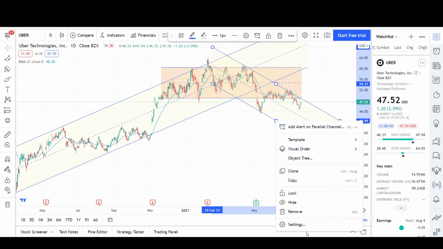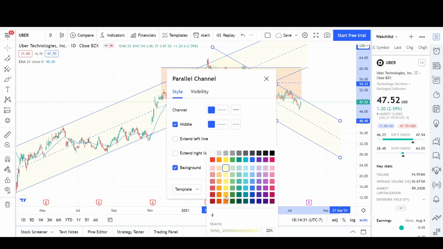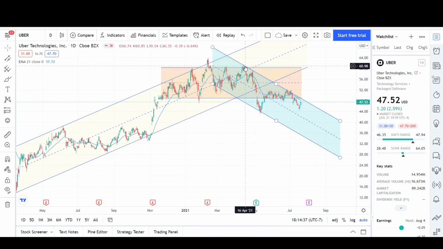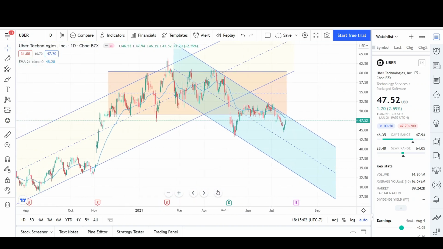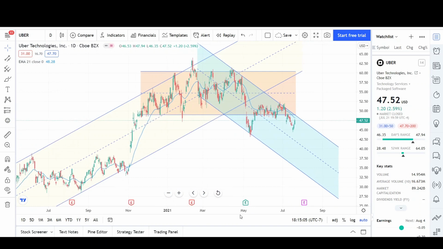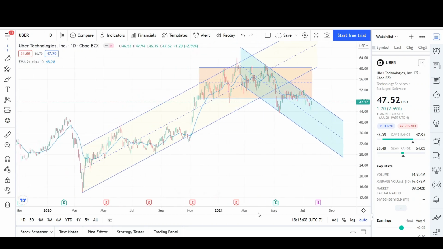Let's make this a different color also. It's the same color actually. We made it a light blue. So we had about 4 to 5 touches on the resistance side of the channel, so we can go back to the support side. So that's why after we pull back to about the $48 level, $48.75, we could potentially see a large sell-off, because that would make it the double test of the breakout of the range. We would find resistance at the EMA and the channel. So there's a lot of factors influencing my choice to see more downside.